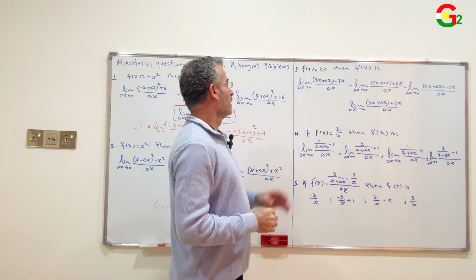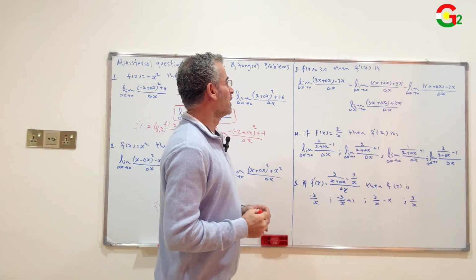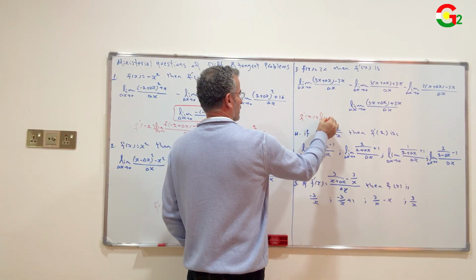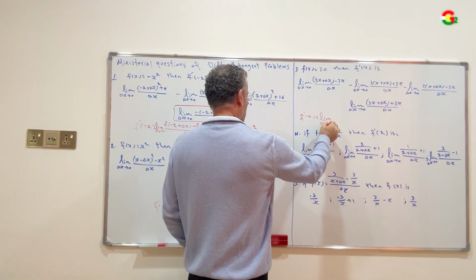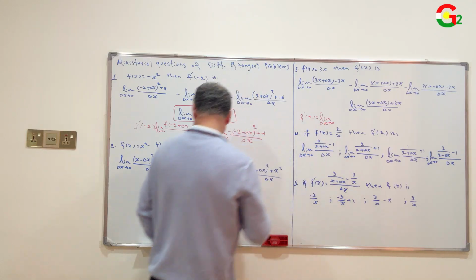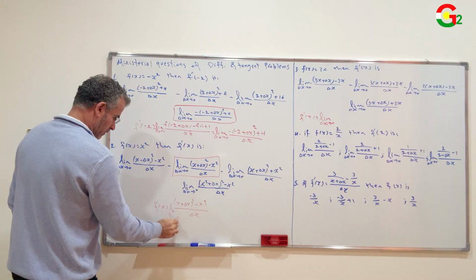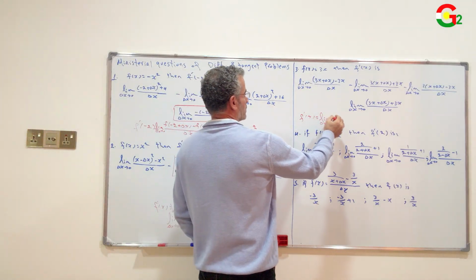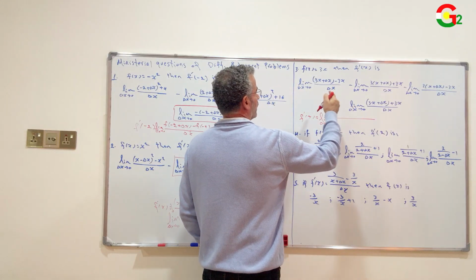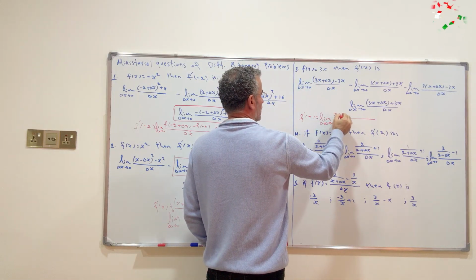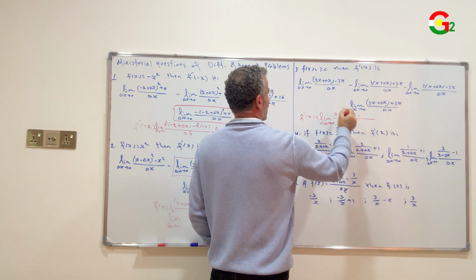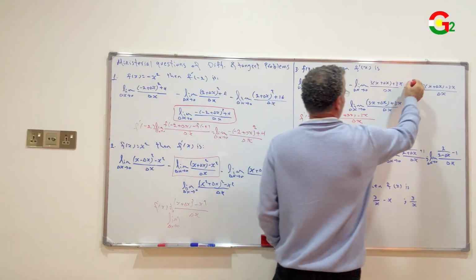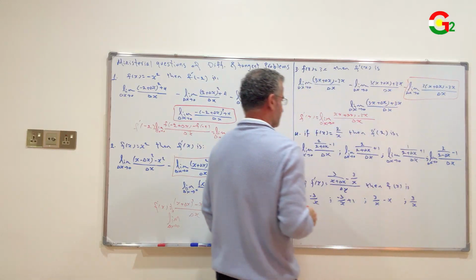Question number 3. If f of x equals 3x, then f prime of x is the limit as delta x approaches 0. Here we forgot the limit, delta x approaches 0. The limit as delta x approaches 0 of f of x plus delta x, 3 times x plus delta x, minus f of x, 3x, over delta x. Then the right choice is C.